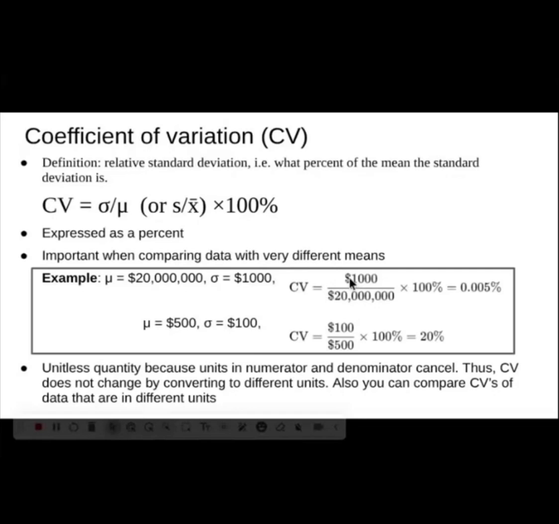So that means that if you convert the mean and standard deviation from dollars to euros, the CV will not change because it doesn't depend on the units. Also, you can compare CVs of different data that are expressed in different units. If you have one data set in dollars and another data set in euros, it still makes sense to compare their CVs because CV doesn't depend on units.